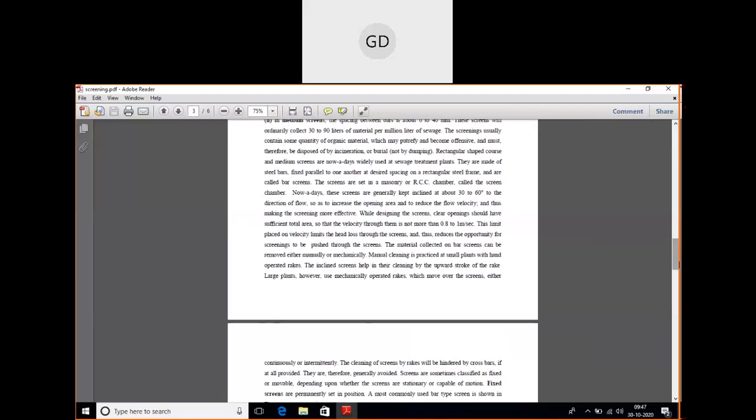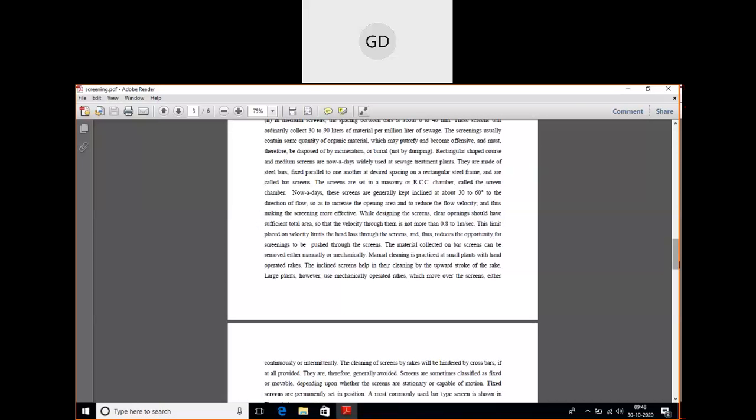Okay, so next, under your medium screens, there are both fixed screens and movable screens. Two types of screens are there. The fixed screens are permanently set in a position; they cannot be moved. The movable screens are stationary during their operating periods, but they can be lifted up for the purpose of cleaning. If they need to be cleaned, they can be removed from their positions and put back again. So there are two types, fixed and movable screens.